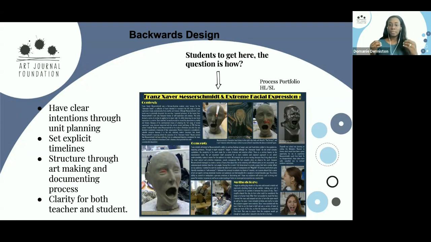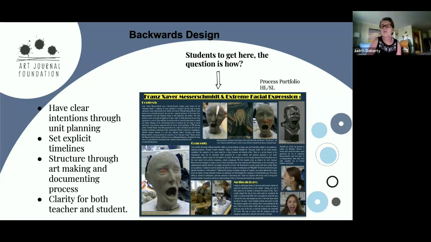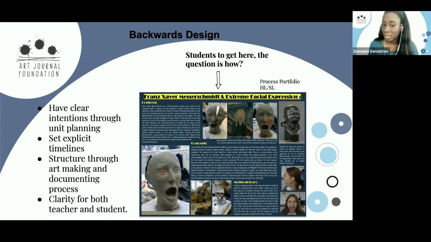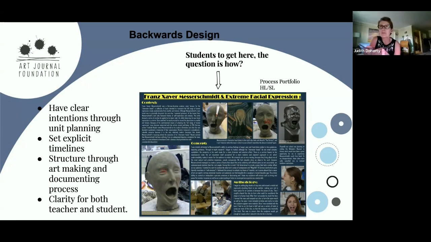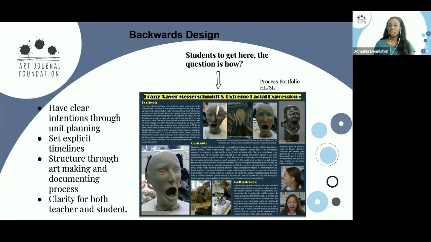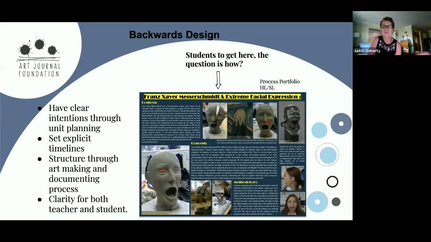Has anyone had the idea of backwards planning? Yes, Damani. Yes. Where I teach, we call it understanding by design, UBD. Okay. Yes, and I've done a couple of trainings in that. Okay. It seems to really pertain well to art because, like, even before I taught IB, I would show a completed student work and then work backward from there.